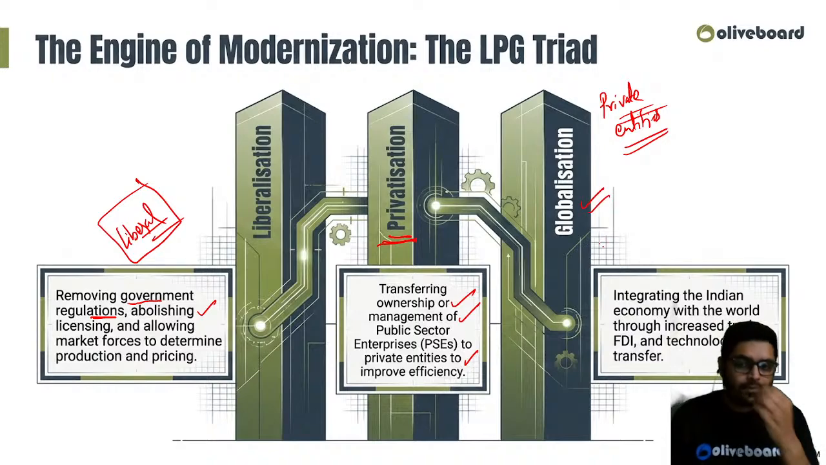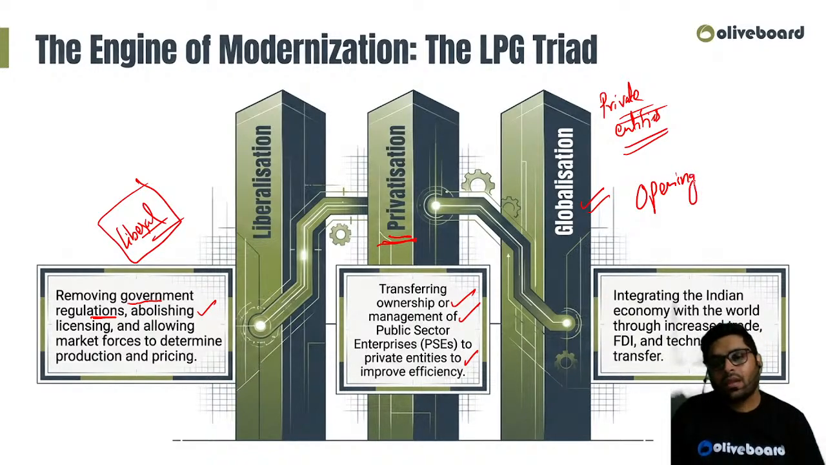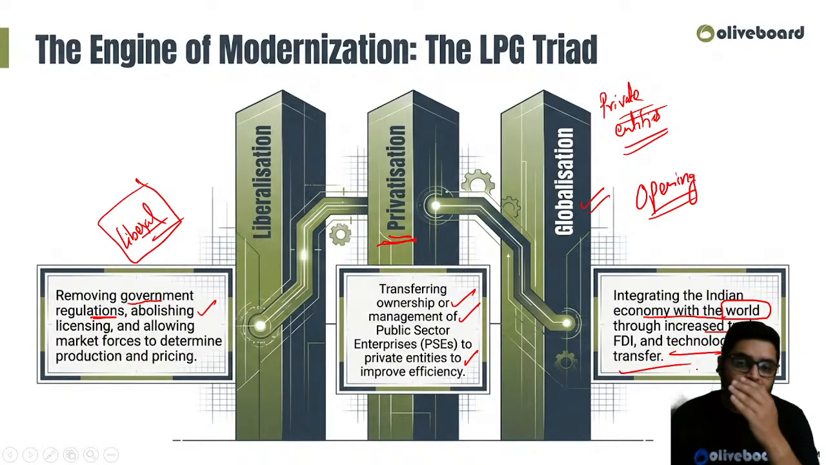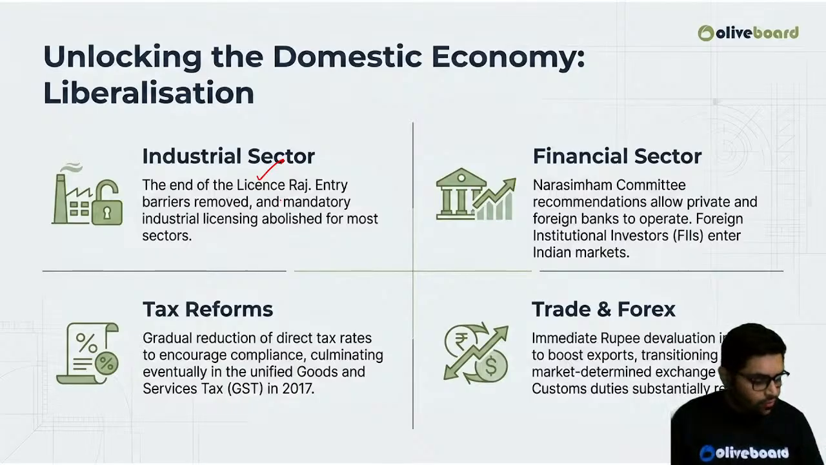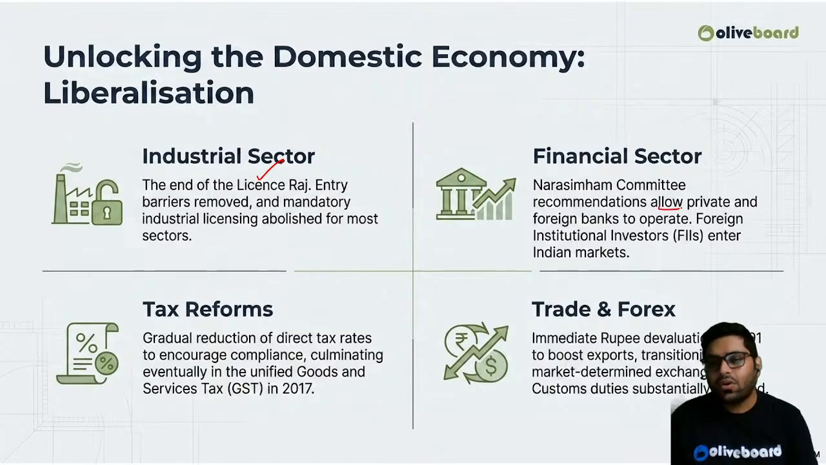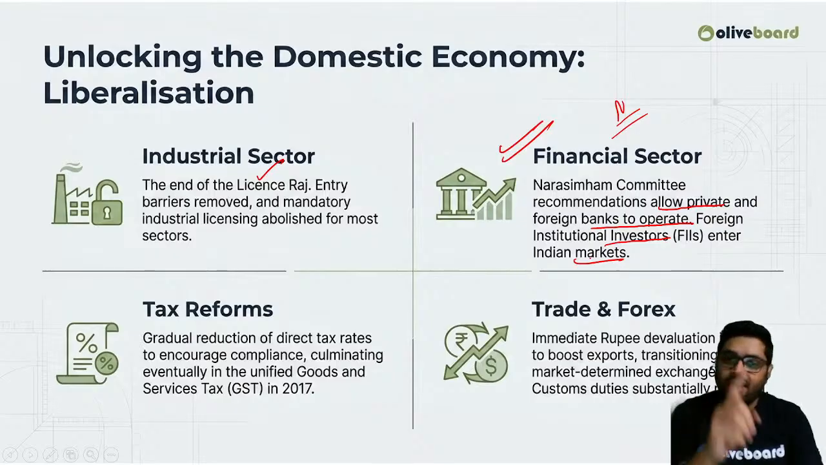Globalization. Globalization meant opening up of the economy, integrating the Indian economy with the world through increased trade, FDI, and technology transfer. So these were the major set of reforms which came. Correct? In the industrial sector, License Raj was finished. License Raj was made to stop. Correct? In the financial sector, Narsimham Committee recommendations allowed private and foreign banks to operate, and FIIs to enter Indian markets. These were some of the major reforms in which the Narsimham Committee's recommendations are very important. Tax reforms came gradually over a period of time.